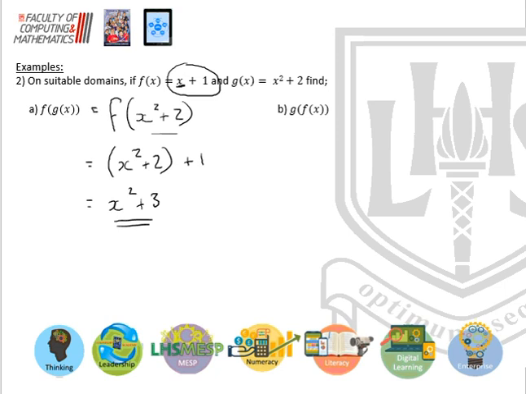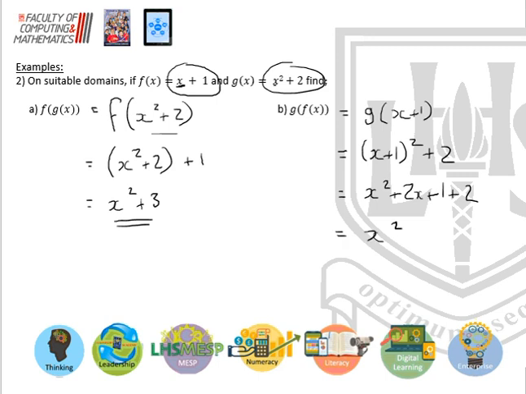For b, we're doing g of f of x, which really means we're applying the function g to this x plus 1. And then going back to my function g, where that x is just going to be an x plus 1, so it's going to be x plus 1 squared plus 2. So instead of having x squared plus 2, we're turning that x into an x plus 1. And that's just a bracket that we can simplify. x squared plus 2x plus 1, when you multiply that bracket, add the 2 at the end, becomes x squared plus 2x plus 3.